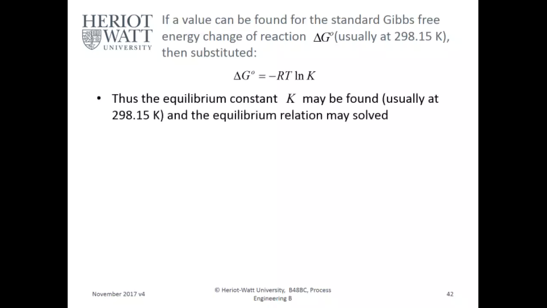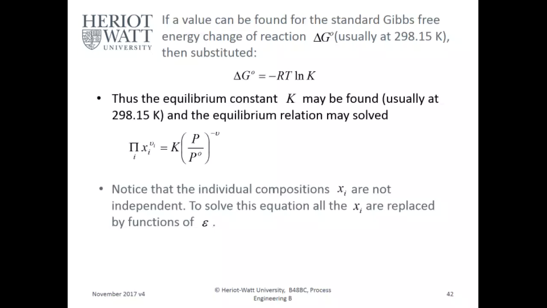If a value can be found for a standard Gibbs free energy change of a reaction delta G, usually at 298.15 K, then substituting delta G equals negative RT log of K, hence the equilibrium constant K may be found, usually at 298 K, and the equilibrium relation may be solved. Therefore, the product of xi to the power vi equals K multiplied by P over P0 to the power negative v.